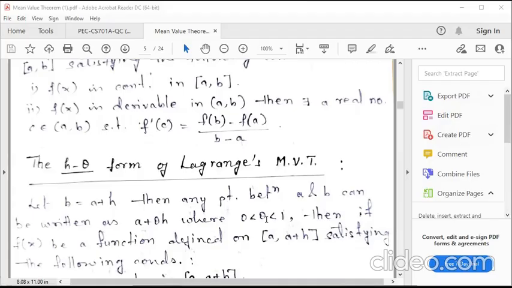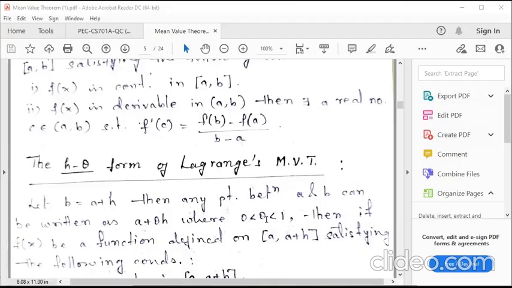If it will be greater than 1, then it is no more a plus h, it becomes more than a plus h, it skips out of the closed interval, the upper limit of the closed interval. So that's why theta will always be taken between 0 and 1.